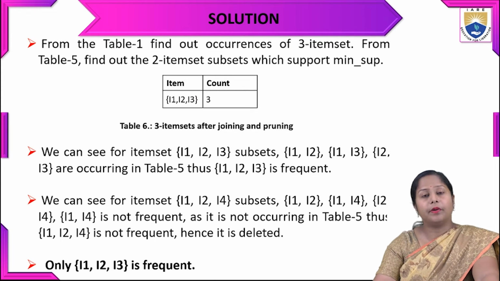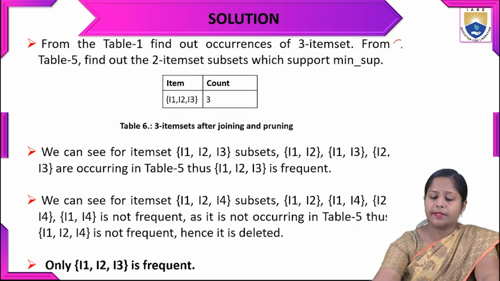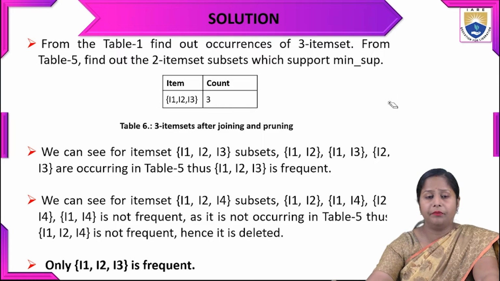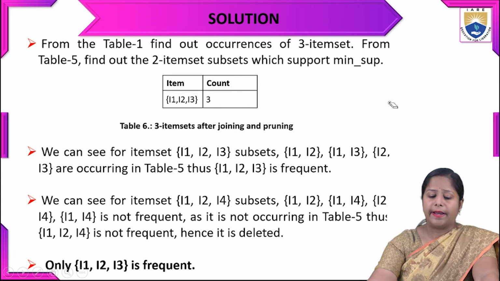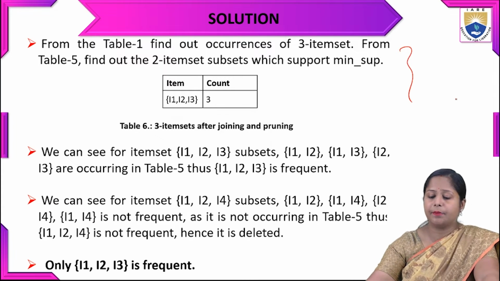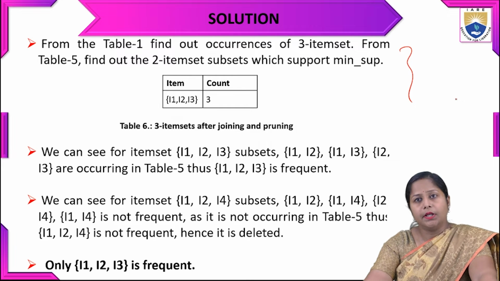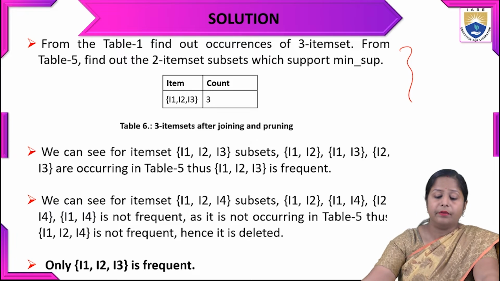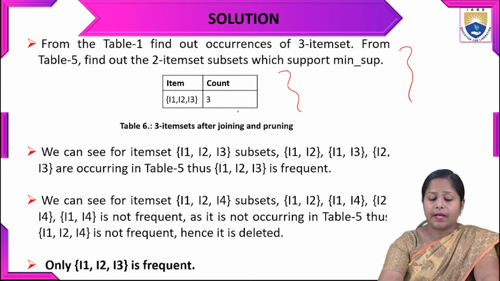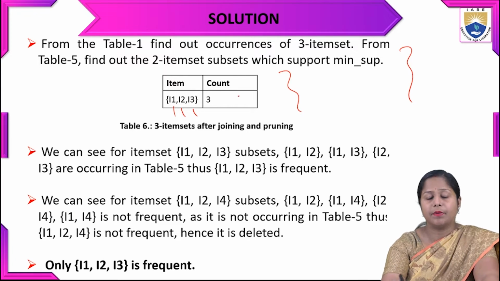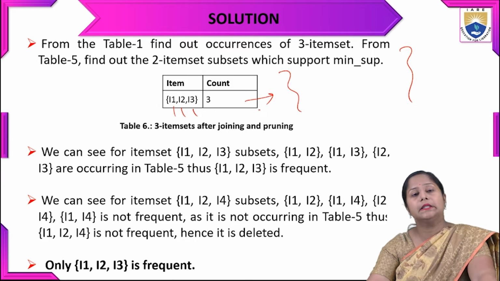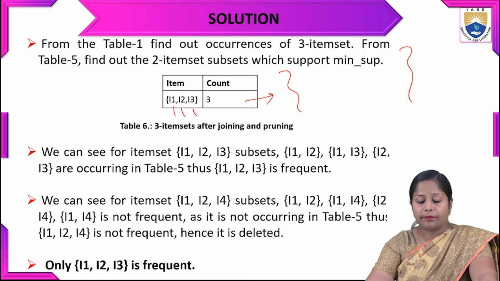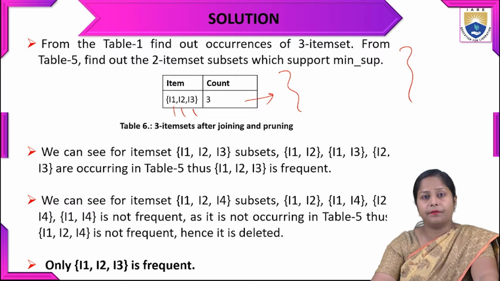Now from table 1, find out the occurrences of the 3-item set that we have seen. Now from table 5, the last table, find out the 2-item set subsets which satisfy minimum support. So after step 5, we have got the items I1, I2, I3 that have occurred 3 times, right? So for the item set I1, I2, I3, the subsets were there.